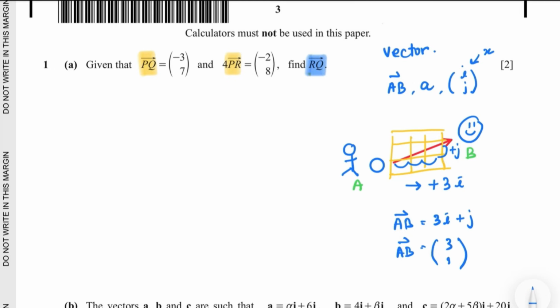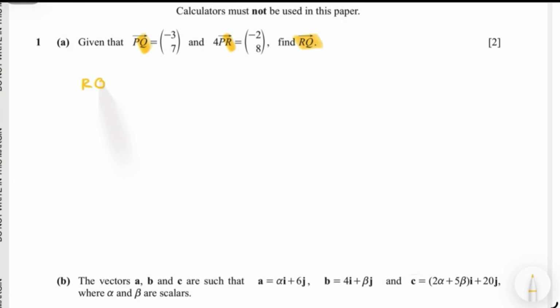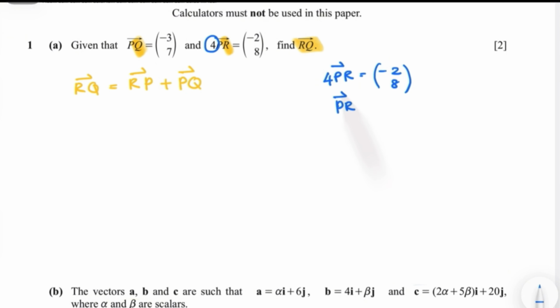Now, let's solve our question. Rewrite RQ equal to RP plus PQ. We were given 4PR, but we have 4 in front of PR. To just get PR, we need to isolate the 4 and bring it over to that side. Hence, 1 over 4 of (-2, 8).